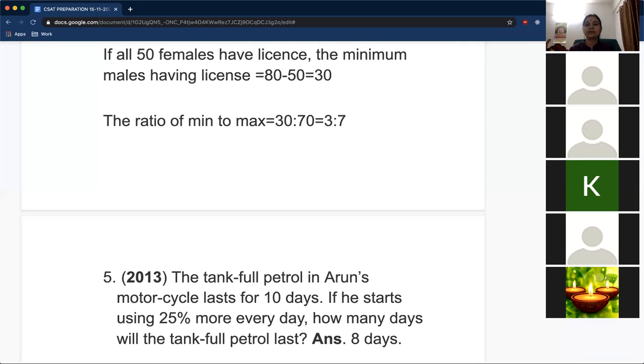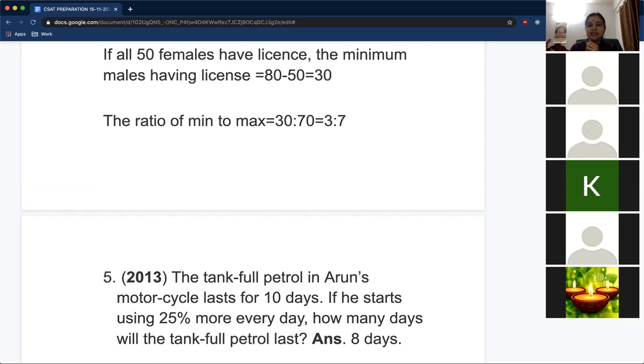The tank full petrol in Arun's motorcycle lasts for 10 days. If he starts using 25% more every day, how many days will the tank full petrol last? Right. Is it directly proportional or inversely proportional? Inversely, ma'am. Inversely proportional. First part of it is done, right?